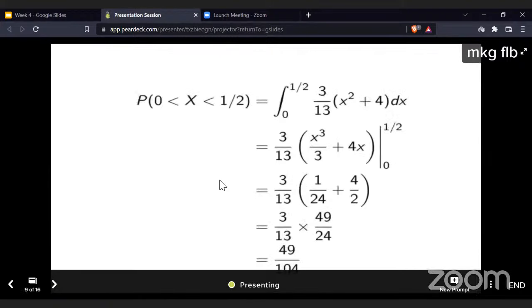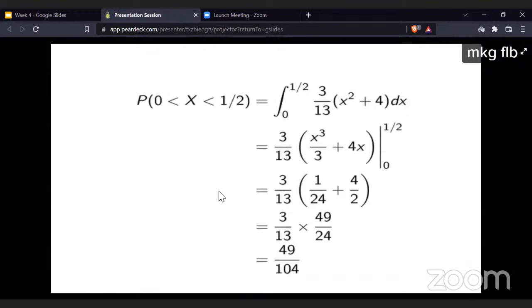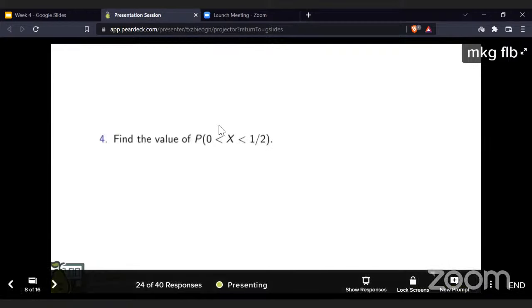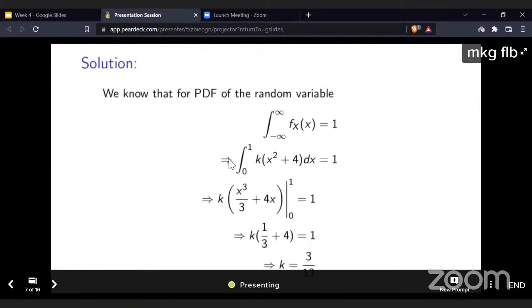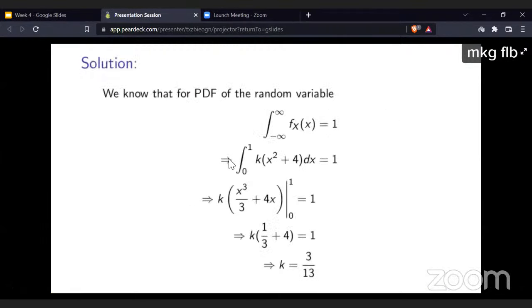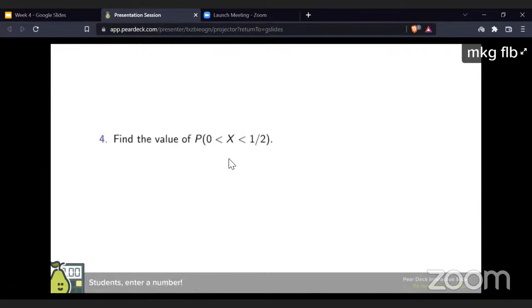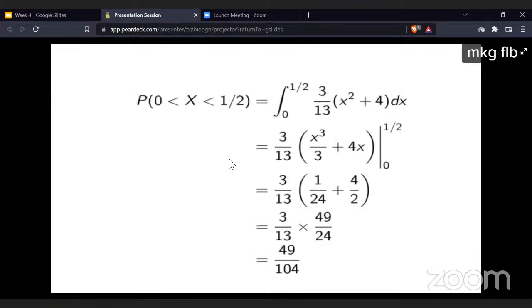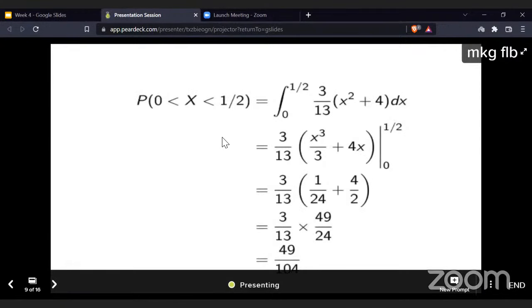We just have to integrate. It will come out to 49 by 104. You can solve it and get the answer. We don't have to do anything else. You just have to find the probability that x lies between 0 and half, and we know the PDF here. If you integrate your PDF over this range, you will get the probability. I hope all this is clear.